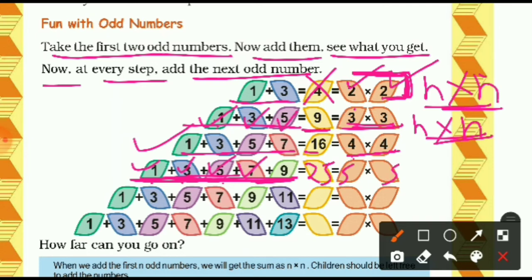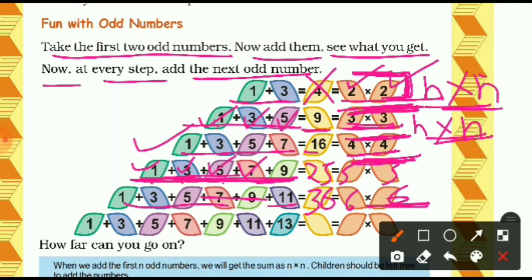How can we write that? Because in the first step we have 2 by 2, in the second step 3 by 3, in the next 4 by 4. So here we write 5 by 5, and in the next step I think we will get 6 by 6. Let's find it. 1 plus 3 is 4, plus 5 is 9, plus 7 is 16, plus 9 is 25, plus 11 is 36. So here we write 36, which is 6 by 6.